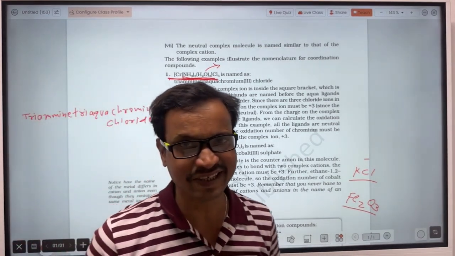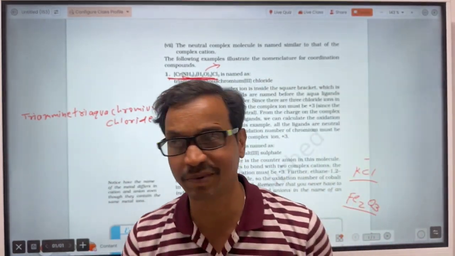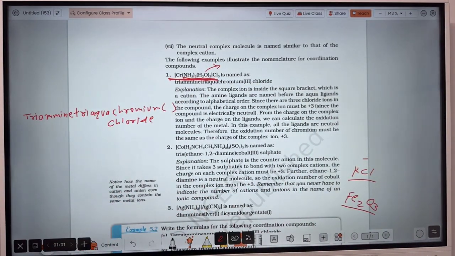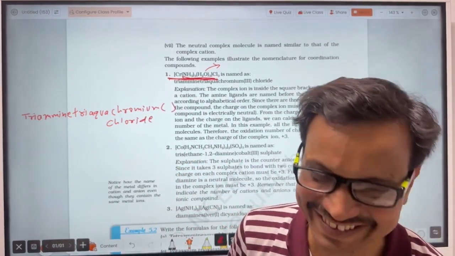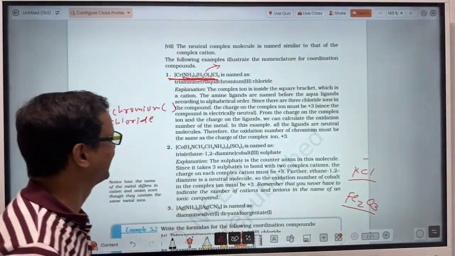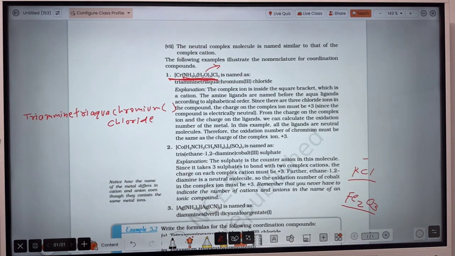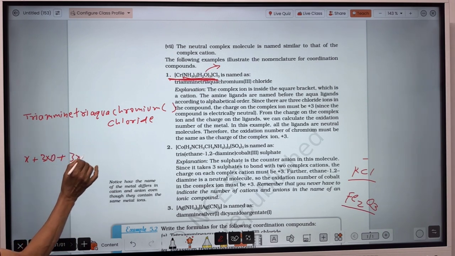I am giving you 1 minute. Find out the oxidation number of chromium. Okay, guys, calculated? I think whoever has not studied well in the 11th class will not be able to calculate. I am calculating. Listen, you don't know the oxidation number of chromium, so write x for chromium. Ammonia is a neutral molecule, so the oxidation number of a neutral molecule is 0. So 3 into 0. Water is also a neutral molecule, so plus 3 into 0.